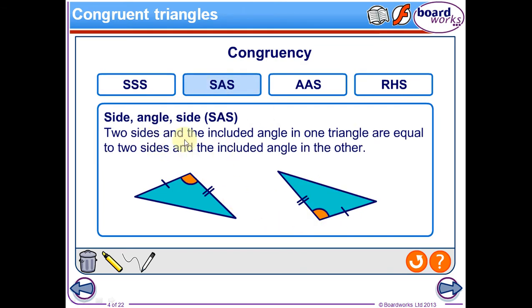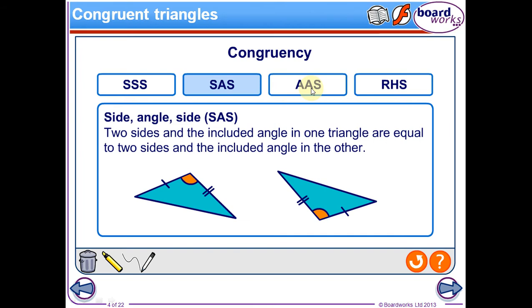So let's take a look at SAS, side angle side. The two sides and the included angle in one triangle are equal to the other two sides and the included angle. So this is the included angle. Now when we say included angle, it means that the angle is in between the two given sides. We look at this angle between the two given sides, so that this side dimension is equal to this side dimension. So the length is the same. That's what I mean by dimension.